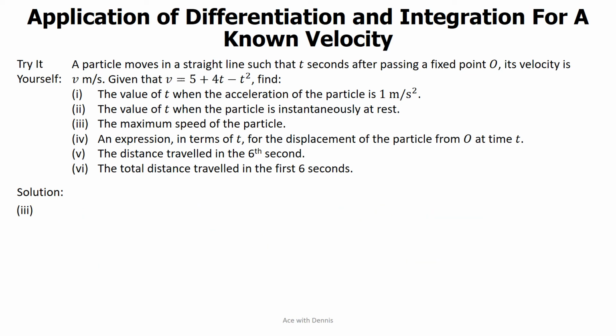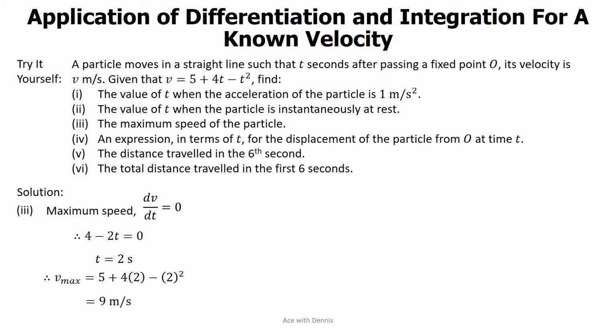Here is the solution for part 3, the maximum speed. Maximum speed means dv over dt equals 0. Therefore, 4 minus 2t equals 0, and we solve this equation, we get t equals 2 seconds. Hence, maximum speed Vmax equals 5 plus 4 times 2 minus 2 squared, which gives us 9 meters per second.